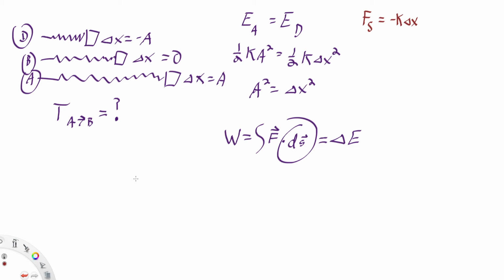So between A and B, at any point, the force it experiences is going to be negative k delta x, which means the acceleration between A and B is going to be minus k over m delta x. Is everyone with me there?